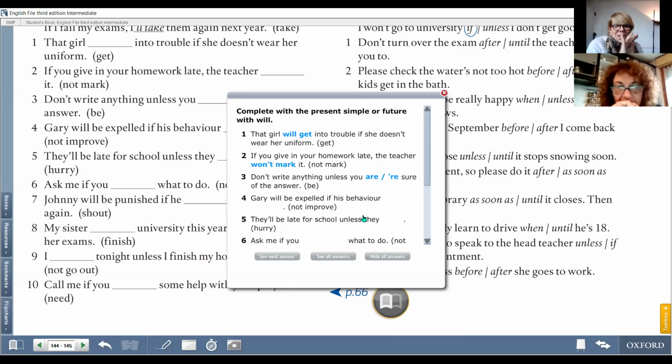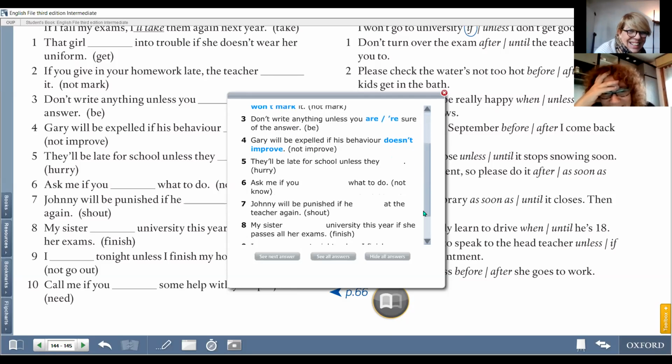Otherwise I tell you the answer. Gary will be expelled if his behavior doesn't improve. Yes, doesn't. You've got a verb. Okay.